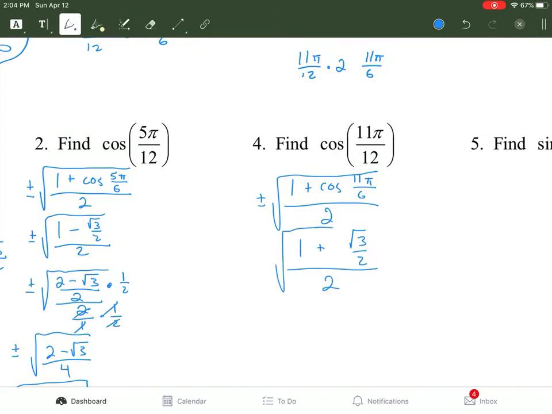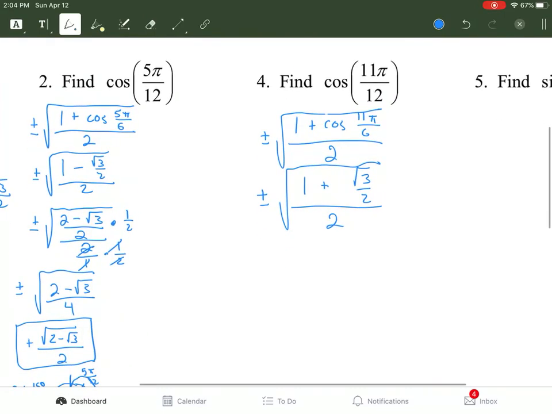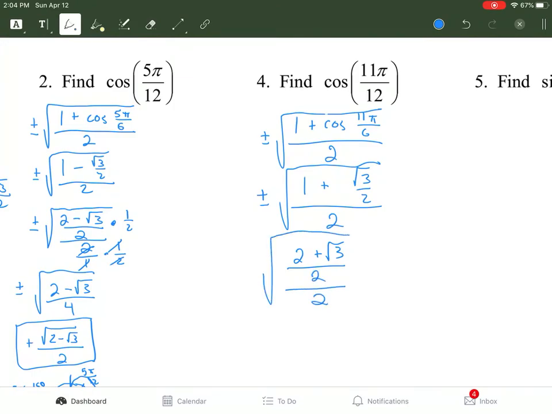Divided by 2 with a big square root and a plus or minus sign. Okay, again, we have this fraction on the top, so we're going to combine the two numbers. You're going to get 2 plus root 3 divided by 2, all divided by 2 again, and plus or minus in front of it.